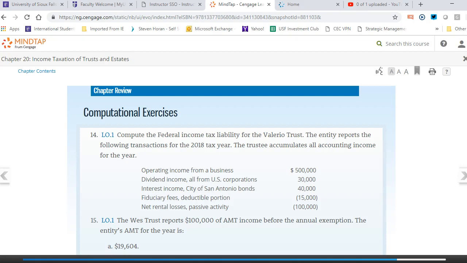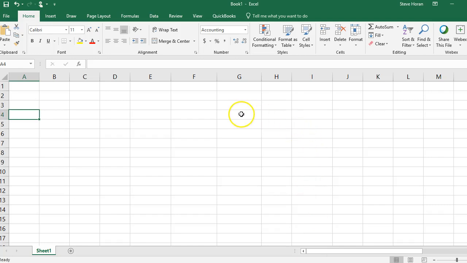So you can see here what all the items are: operating income from a business, dividend income, interest income, which is obviously from San Antonio City Bonds, so that would be tax-free, fiduciary fees, deductible portion, and the net rental losses, which is a passive activity. And so let's go ahead then and figure out what the tax would be on that. Now, generally, with a trust, whoever receives the income would pay the tax, but you can see here the key is that this one's being accumulated, so it's going to stay within the trust, meaning we'll have to pay tax for it out of the trust.